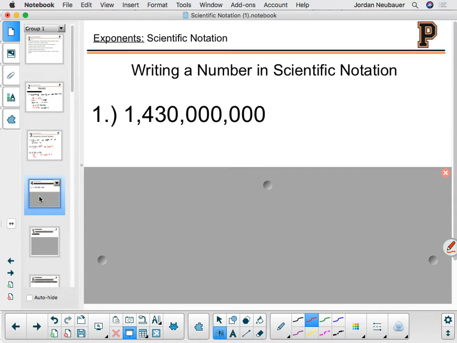Okay? So you might ask, how do we do it? How do we take a big number like this, 1,430,000,000, and convert it into scientific notation? And it's actually pretty easy.